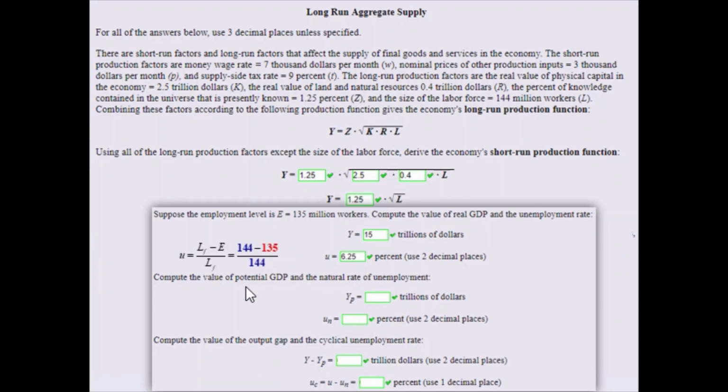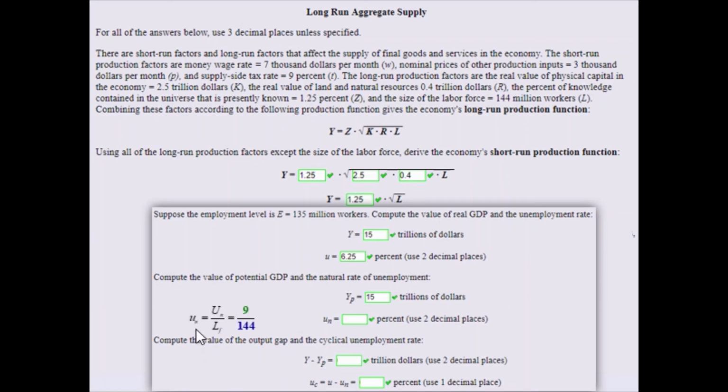Now we want to compute the value of potential GDP and the natural rate of unemployment. So to calculate potential GDP, we plug in labor force instead of the effective number of laborers. And again, the labor force is 144 million people. So we get a GDP level of 15 because square root of 144 is 12. 12 times 1.25 is 15.